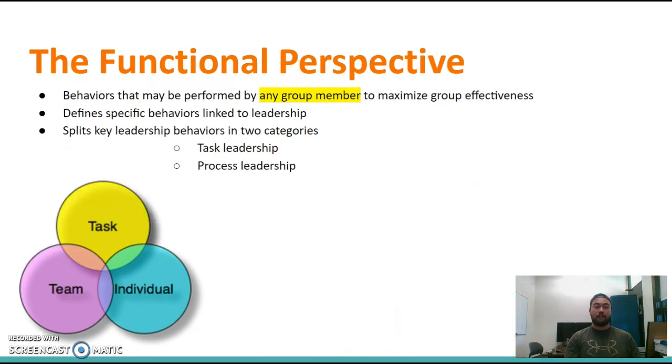The functional perspective. So the functional perspective views leadership as behaviors that may be performed by any group member in order to maximize their group's effectiveness. It defines specific behaviors that are linked to leadership and then splits those key leadership behaviors into two categories. 1, task leadership, and 2, process leadership.